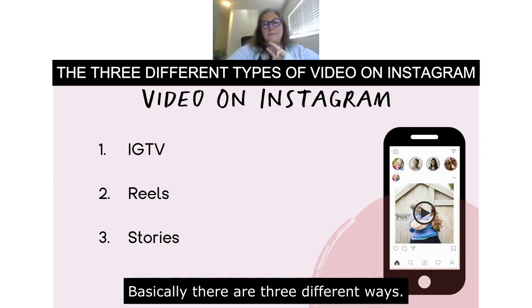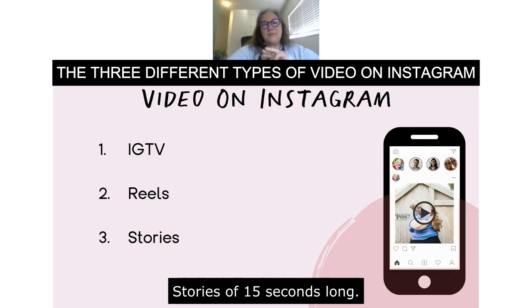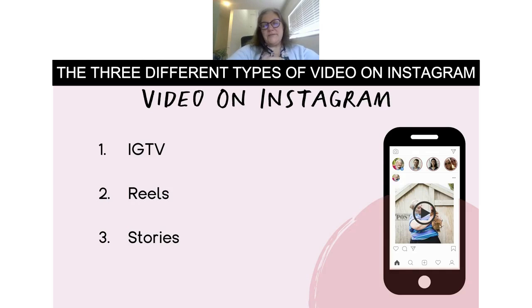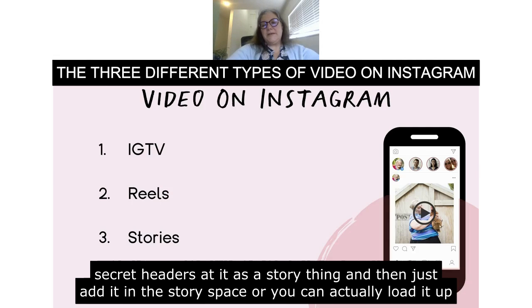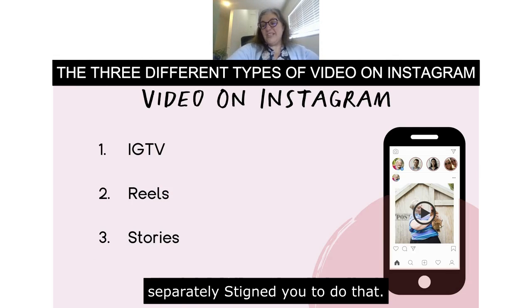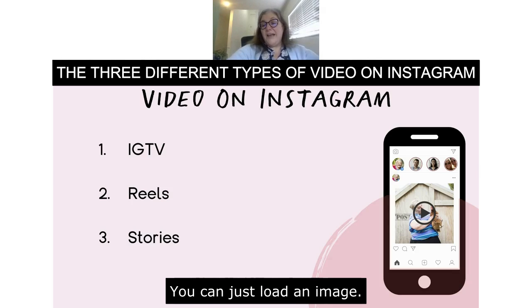Basically there are three different ways. We've already talked about stories. Stories are 15 seconds long. Chelsea, you can just make an image to make the circle headers, add it as a story thing, and then just add it in the story space, or you can actually load it up separately. It allows you to do that. You can just load an image.